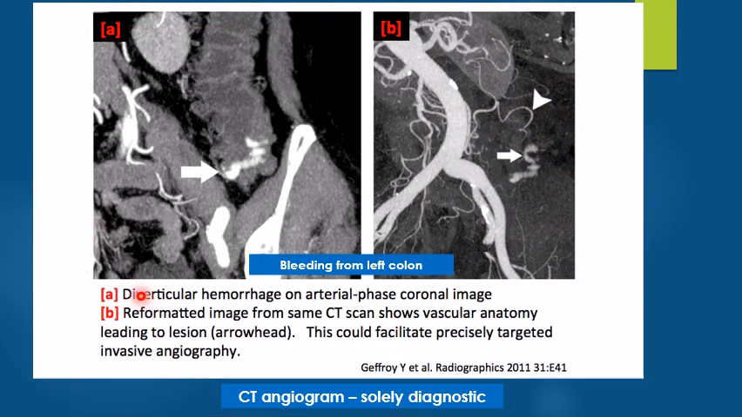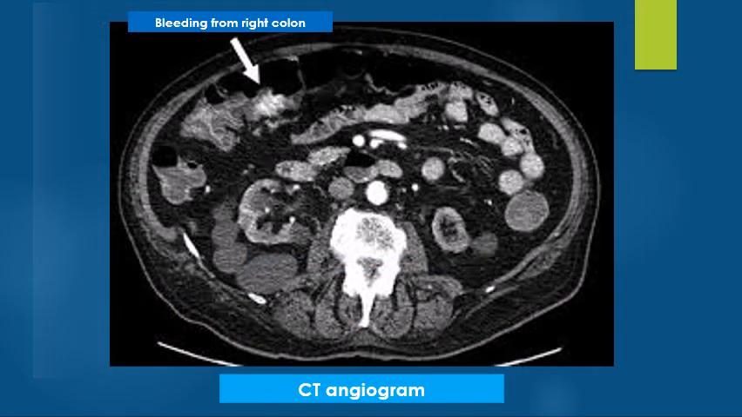And this is a CT angiogram showing you the diverticular hemorrhage on the arterial phase. This is the arterial phase here. There's extravasation of blood in the left iliac fossa here, and the blood is detected within the lumen of the sigmoid colon. Here, another CT angiogram showing you a collection of blood, extravasation into the right side ascending colon.